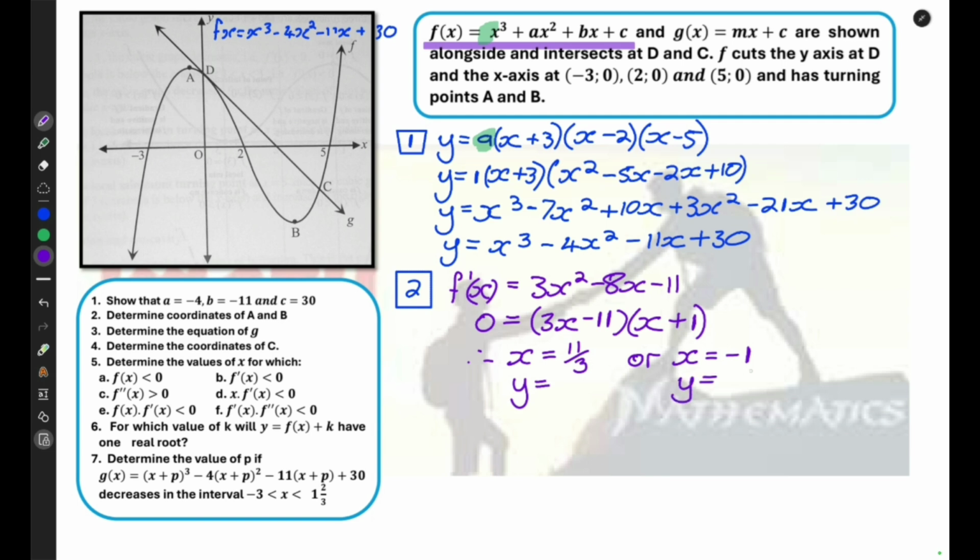You can just use the calculator. You do not need to show them how you subbed it in. They're just interested in the answer. So after I subbed it in the calculator, I got 11 over 3 gave me minus 14.81, and then minus 1 gave me 36. So the coordinates don't look very nice, but that is what they are.